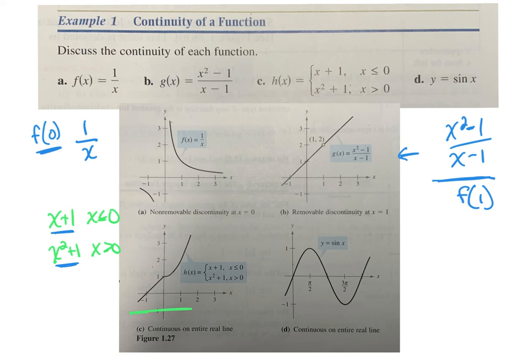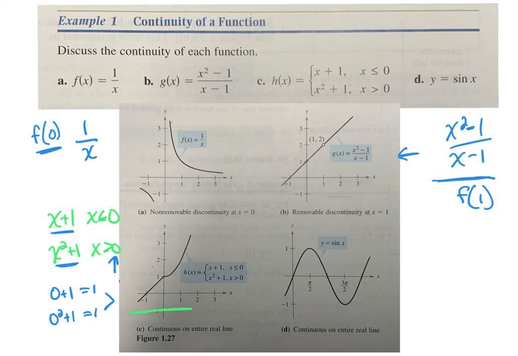So now I have to figure out if at zero, where it changes, if they meet, if they're the same thing. Because if they're the same thing, then it just goes straight from the line right into the parabola. And so what I do is I'm going to take this zero and plug it in for each piece. I'm going to say 0 plus 1, 0 squared plus 1. If those equal the same thing, this is going to be continuous. Because it's going to go to the line, and at that point, it's going to turn into a parabola. Right? And we have no jump.